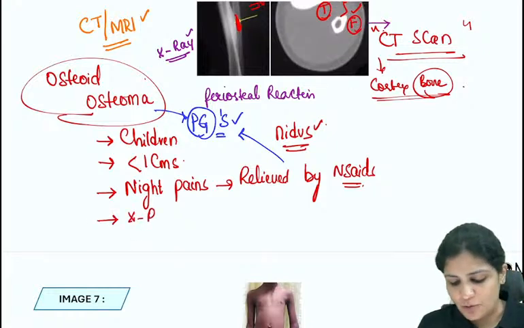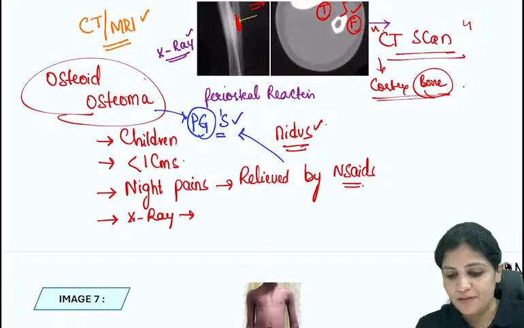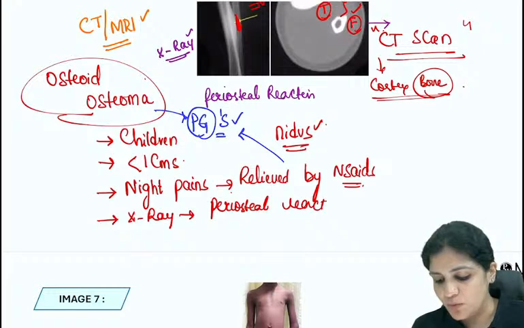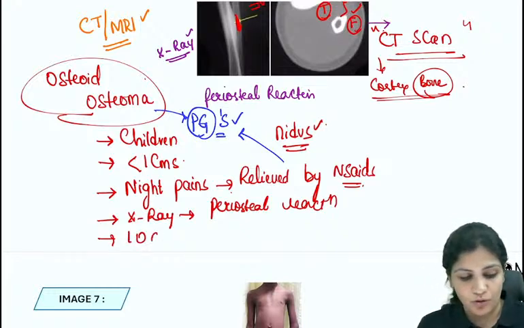And on the x-ray you see nothing for osteoid osteoma except this periosteal reaction. Sometimes we don't even see that. But what is the investigation of choice? I've told you already.